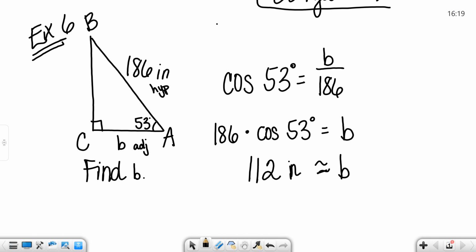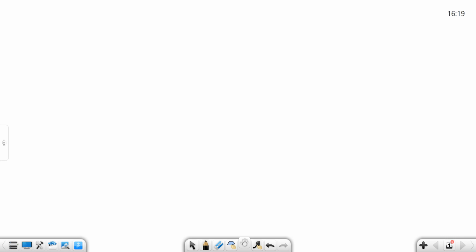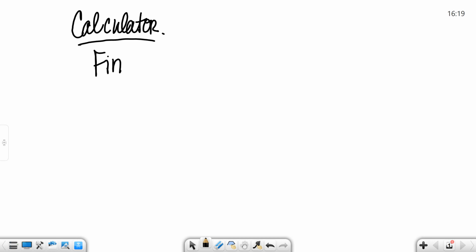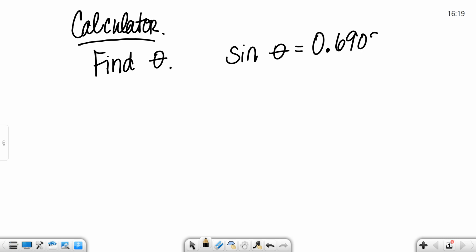So one other thing on your calculator that you need to be able to do. Make sure you have your calculator now. Some problems you will use your calculator, some you will not be asked to use it. Okay, so again, let's say we are going to find theta, and this time we are definitely going to have to use our calculator because I'm going to give you that the sine of theta is 0.6902. All right. So you don't type in the sine of 0.6902. That's not how you do it.